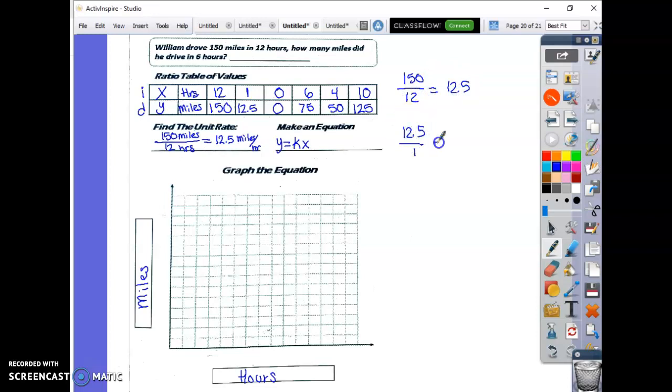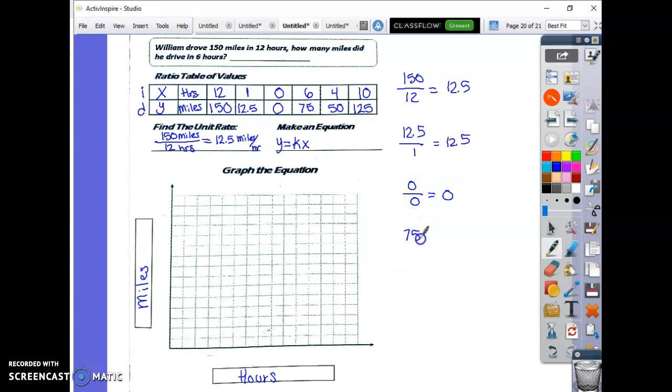12.5 divided by 1, well, we know for sure that's 12.5. 0 divided by 0 is 0. But remember, in order for an equation to be a proportional relationship, it has to go through your origin. So it makes sense that it goes through 0, 0.